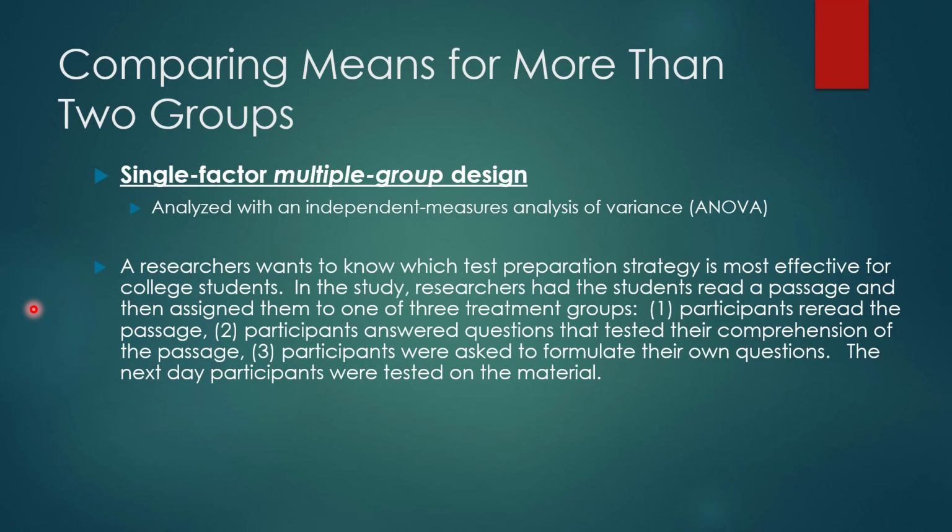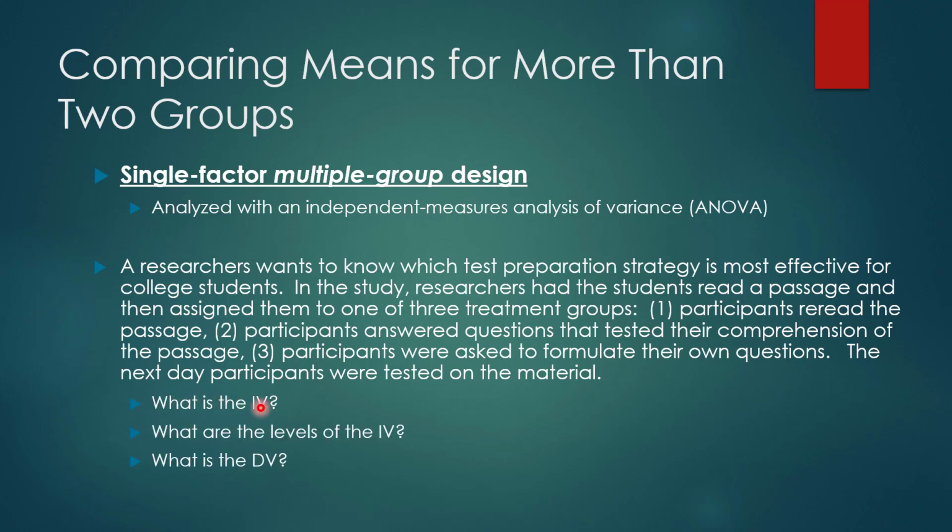So here's an example for that. A researcher wants to know which test preparation strategy is most effective for college students. In the study, the researchers had the students read a passage and then assigned them to one of 3 treatment groups. Group 1 participants reread the passage. Group 2, the participants answered questions that tested their comprehension of the passage, and in Group 3, the participants were asked to formulate their own research questions. The next day, the participants were tested on the material.